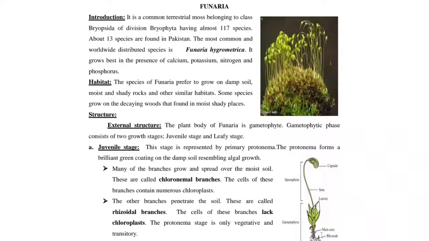Many of the branches grow and spread over the moist soil. These are called chloronemal branches. The cells of these branches contain numerous chloroplasts. The other branches penetrate the soil. These are called rhizoidal branches. The cells of these branches lack chloroplasts. The protonema stage is only vegetative and transitory.